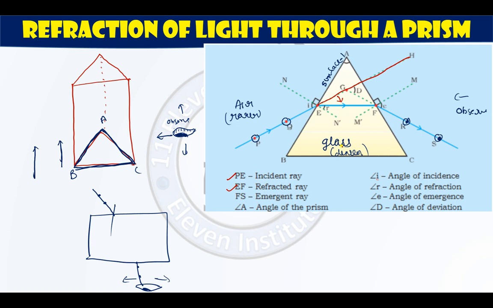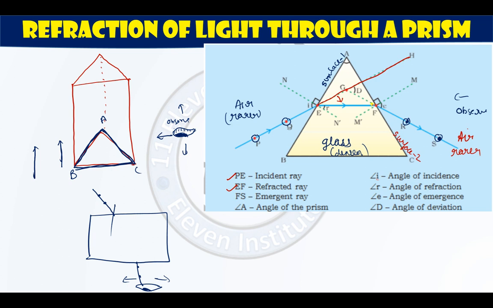Now again think over here, this is glass, and outside the glass here we are having air, and air again is a rarer medium. Now this refracted ray becomes incident ray for this surface. What is this? This is surface number 2. I will write over here. Surface number 2. Fine. So now for this surface 2, this refracted ray becomes incident ray.